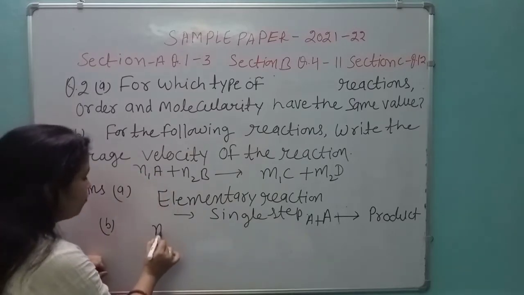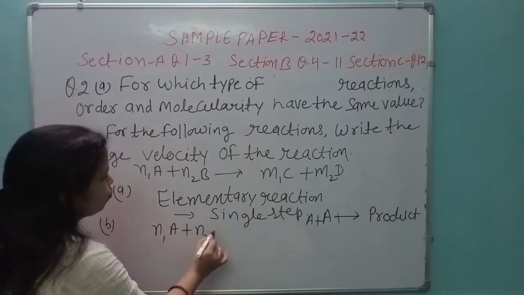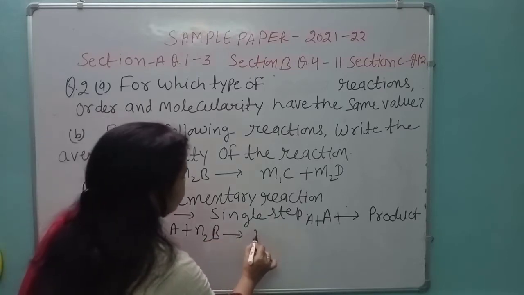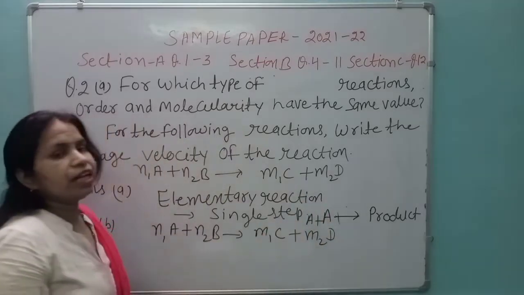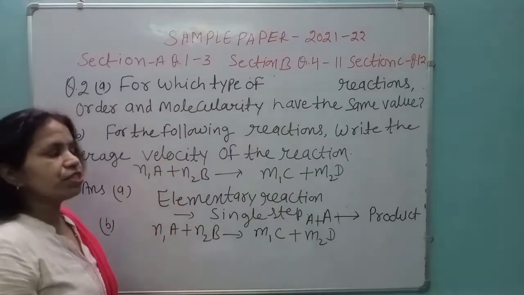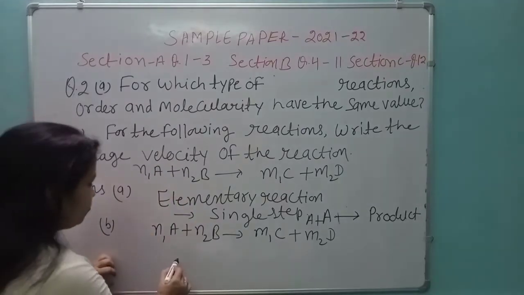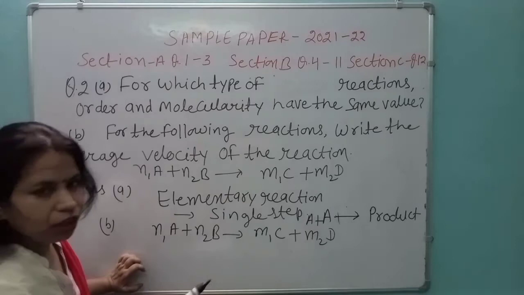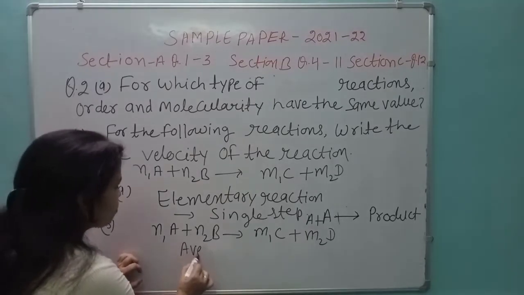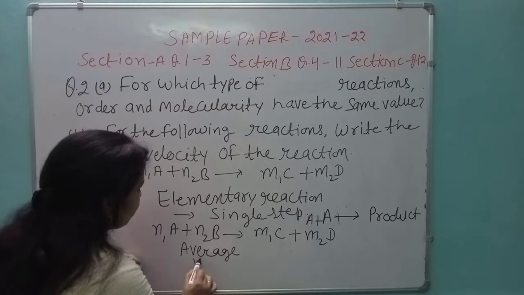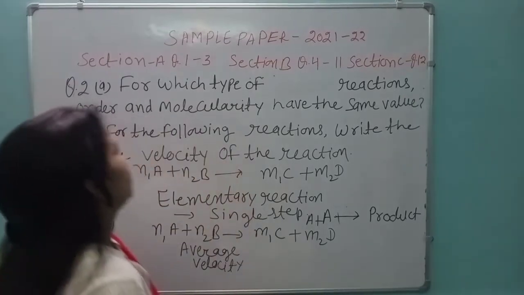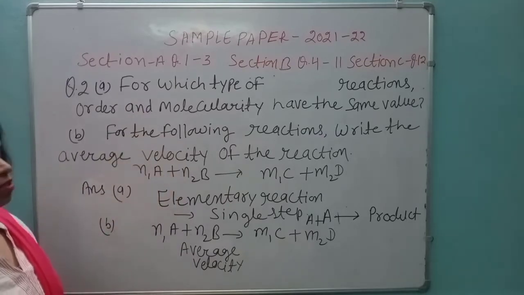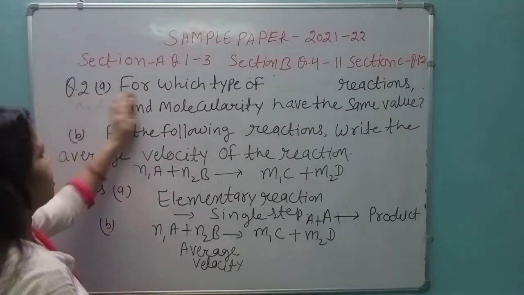Let's see. n1 A plus n2 B will convert into m1 C plus m2 D. So how to write the average rate of reaction? How will you write the average rate of reaction? Let's see. Rate of reaction is the average velocity. So how to write the average velocity? Let's see, we can write here. So write down the first question, and now we will discuss the second question.